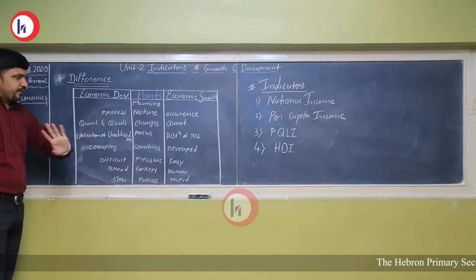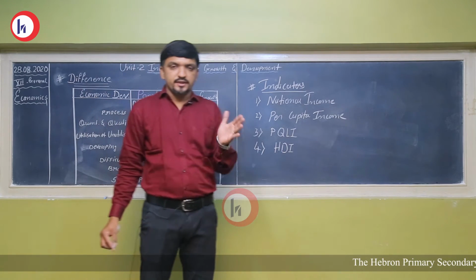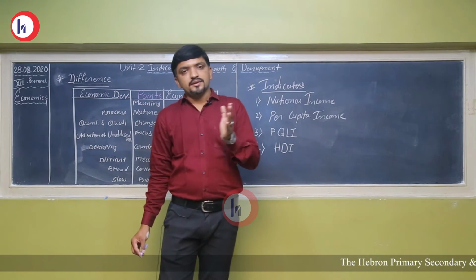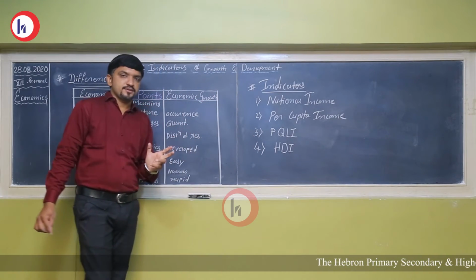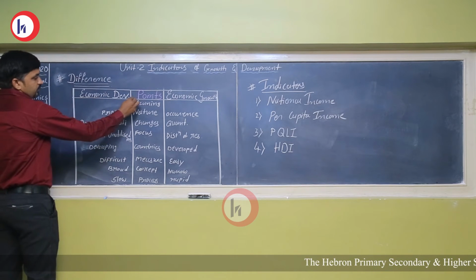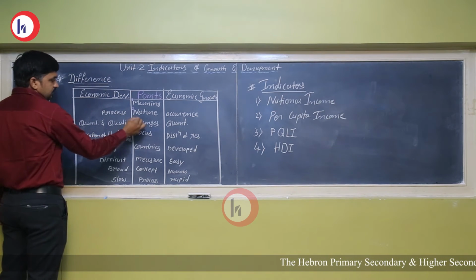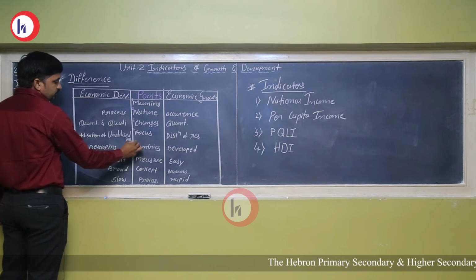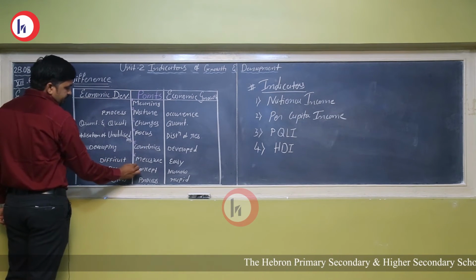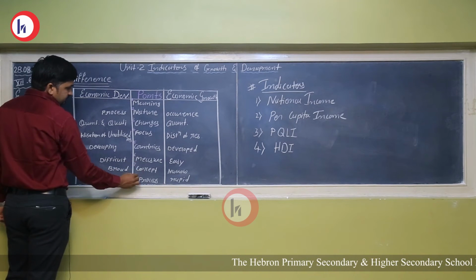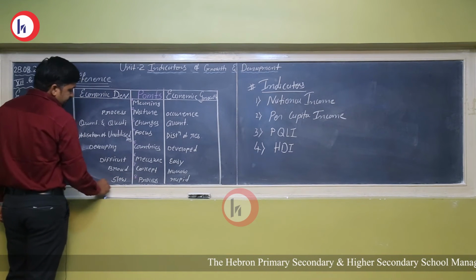Total 8 points I have written. In board examination, the question may be asked in section D, that is 3 marks. In a 3-mark question, 6 points are enough. Still, you need to remember 8 points. Number 1, meaning. Number 2, nature. Number 3, changes. Number 4, focus. Number 5, countries. Number 6, measurement. Number 7, concept. And number 8, that is progress or process.